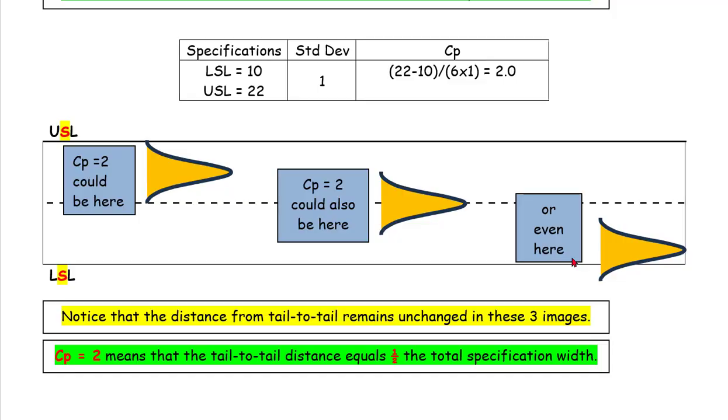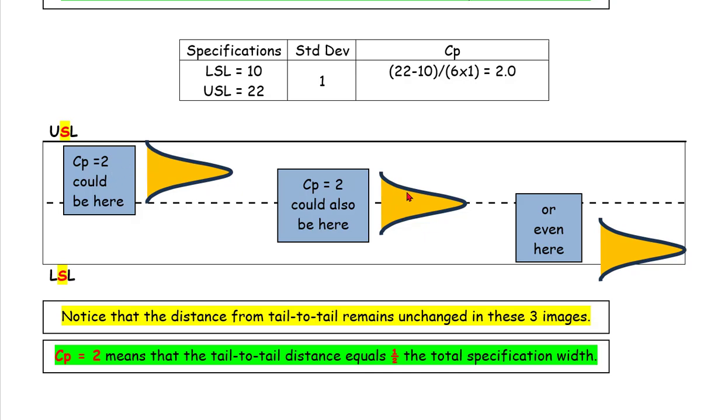Here's another example. Specifications, again, 10 and 22. Standard deviation is 1. We do our calculations. This minus this divided by 6 times that. We come up with 2.0. It is 2 because it is half as wide as this, or in other ways, this is twice as wide as this, and so that's how you arrive at 2.